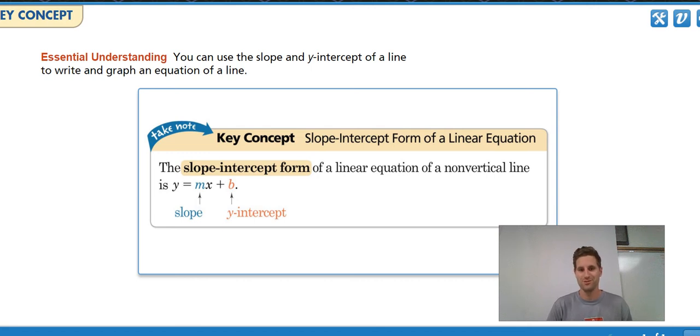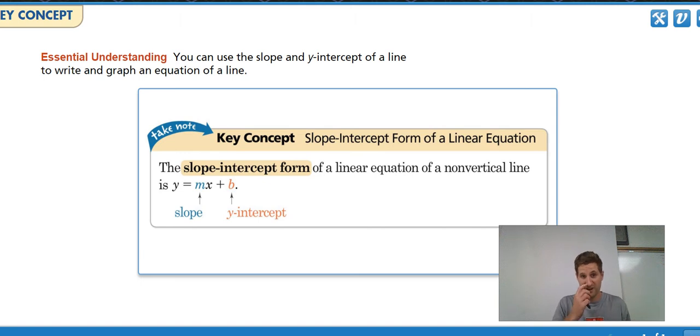Let's go ahead and talk about our two main formulas to use with graphing. Our first one is called the heavy hitter: slope-intercept form. Today we're going to break this up into two little mini lessons. You can use the slope and y-intercept of a line to write and graph a line. So that's what we're going to be doing today.